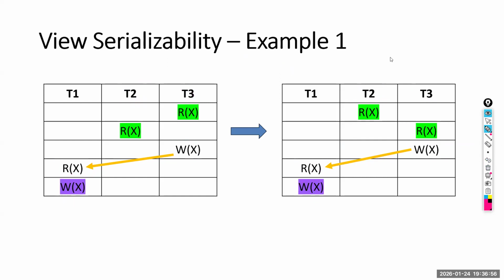So if this is conflict serializable, this is also serializable because this is view equivalent to this. And the equivalent serial schedule of this one is the equivalent serial schedule of that conflict equivalent schedule.